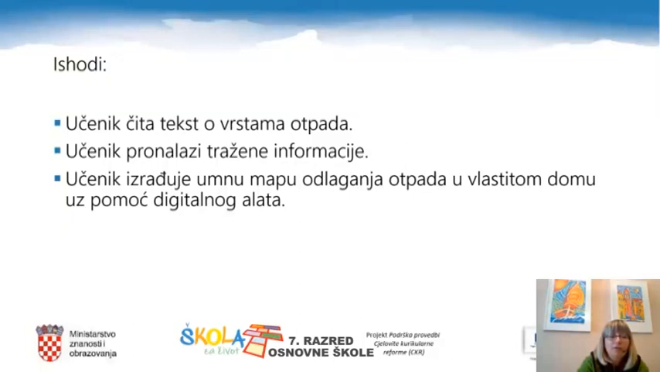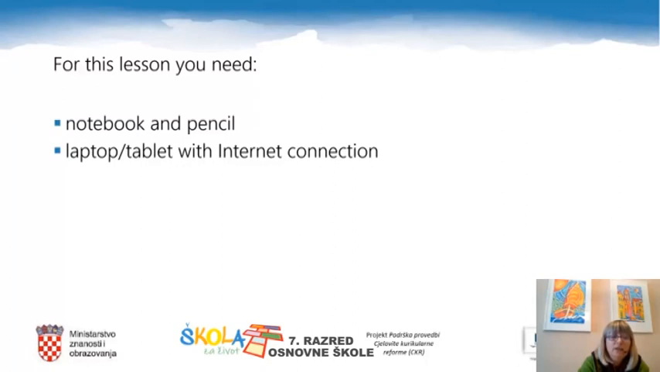By the end of today's lesson, you'll be able to read a text about different types of waste, search for the asked information, and finally create a digital mind map to show how you and your family dispose home waste. For today's lesson, you'll need a notebook, a pencil, and a device with internet connection. So, I hope that you have everything needed and that you are ready.